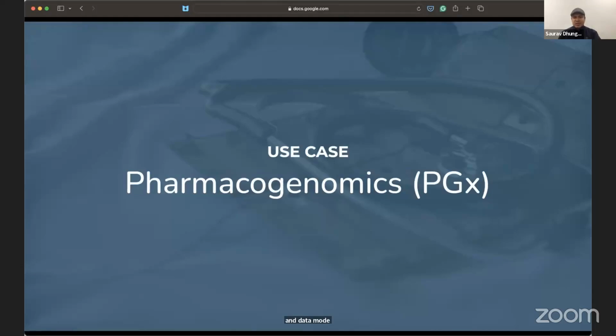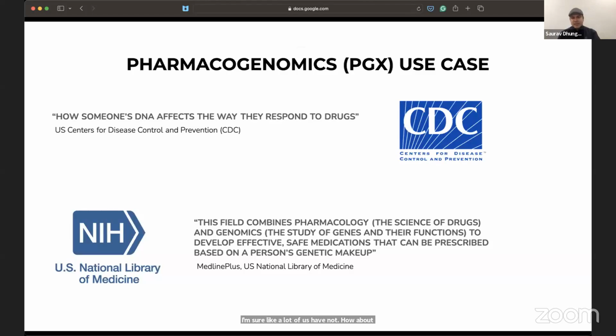Let's talk about a more specific use case in healthcare that our team has been working on, which is pharmacogenomics. I'm sure a lot of us have not heard about this particular term before, but in very simple terms, pharmacogenomics or PGx is the study of how an individual's genetic makeup influences their response to a particular drug or combination of drugs. I've already mentioned that it is an important field of precision medicine.